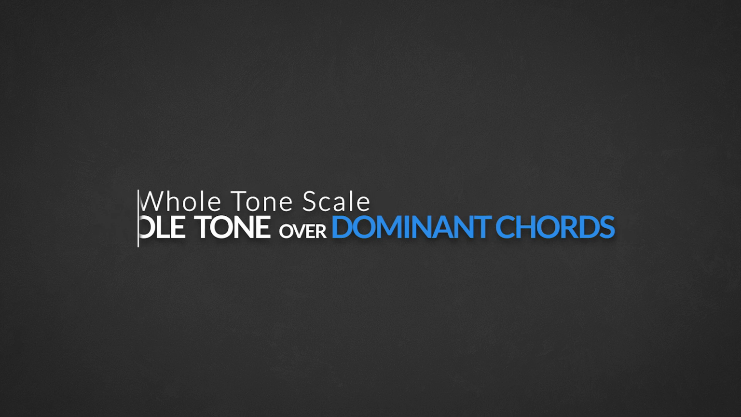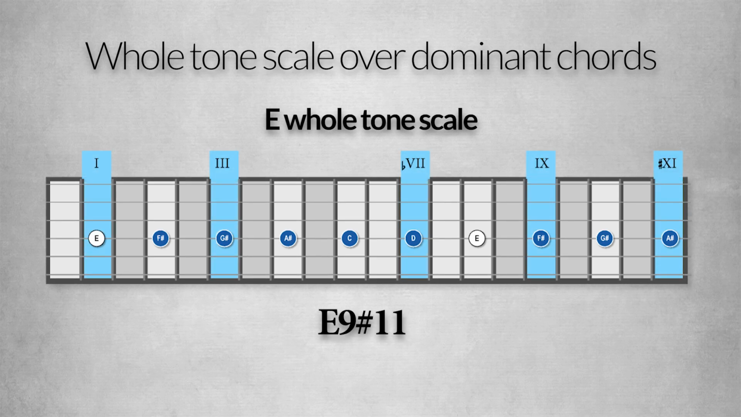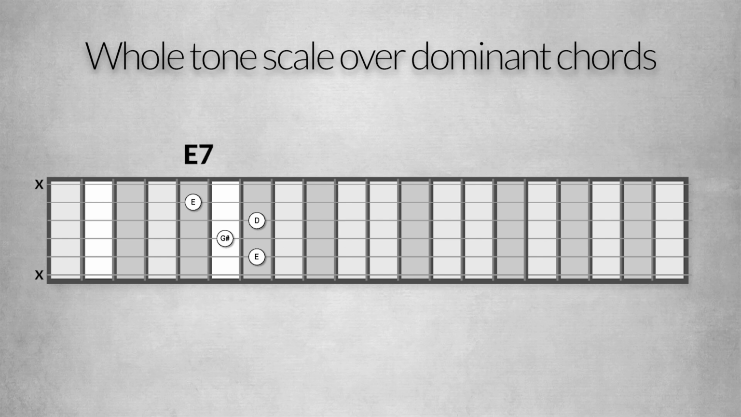Now, if we look at the E whole tone scale, we'll find an E9 sharp 11 arpeggio, although the perfect fifth is not in here. So over a dominant chord, we can play a whole tone scale with a beautiful tension note, like for instance the sharp 11.